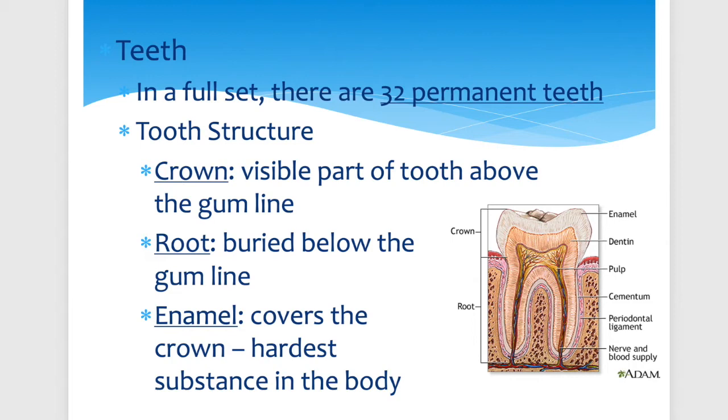And then the structure of a tooth, if you see here, we have the crown. So if you were to smile in a picture and we saw your teeth, the part of your teeth that we're seeing is the crown. It's the part above the gum line. The root is down here. It's buried below your gum line. And enamel is what covers the surface of your tooth. And it's actually the hardest substance in our body. So while it is possible to chip your teeth, it is very difficult to do that because, again, enamel is the hardest substance in our body.